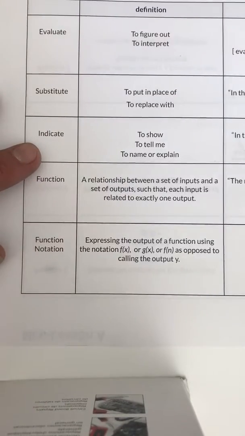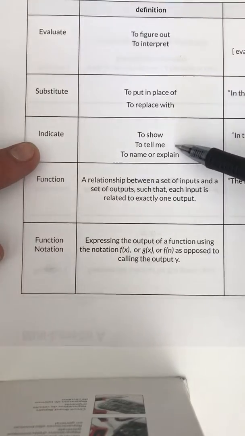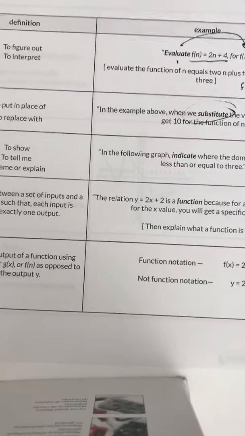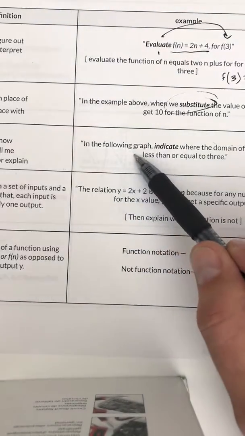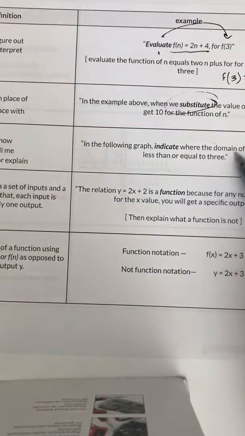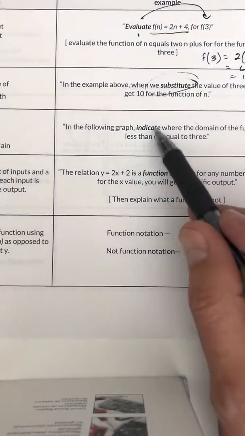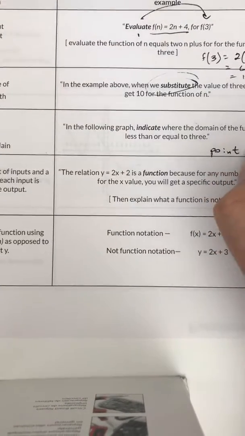So indicate. Indicate is just a verb that means to show or to tell me or to name or explain, okay? For example, I might ask a question like, in the following graph, indicate where the domain of the function is less than or equal to 3. Okay? So I might ask you to indicate something. It means to point out or to show, to point out. That's another good one.